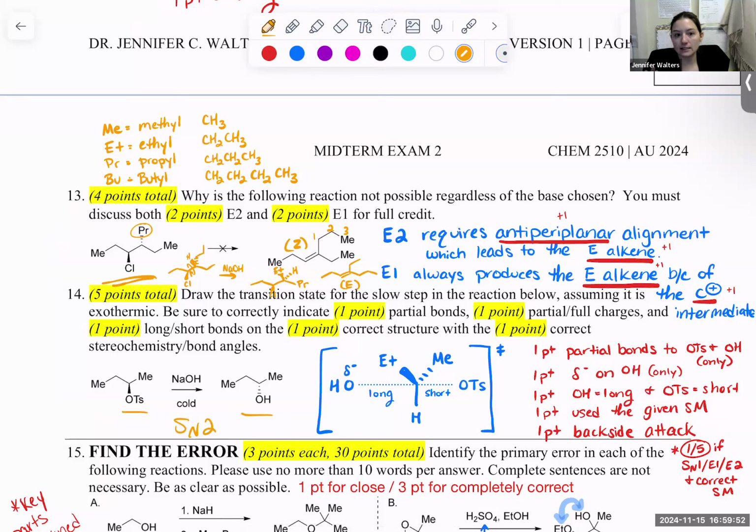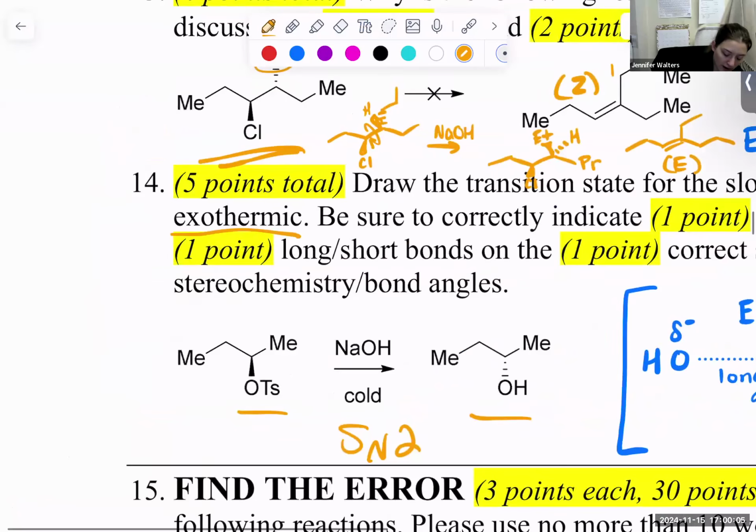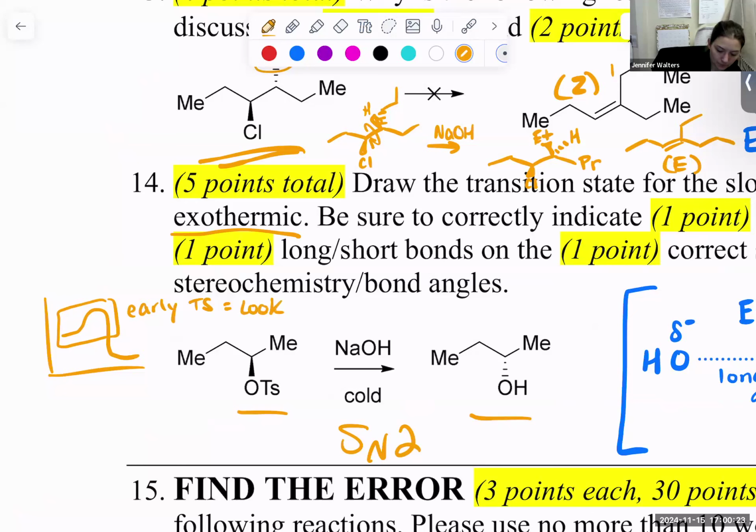That is where my nucleophile is actually attacking and kicking out the leaving group. It's the step. So the slow step is the only step. So I know that I'm doing SN2. It says to assume that I am exothermic. All right, so if I'm exothermic, that means that my products are going to be lower in energy than my starting materials. So that means that my transition state is going to be an early transition state, which means that it looks more like my starting materials, because that's what it's closer in energy to.